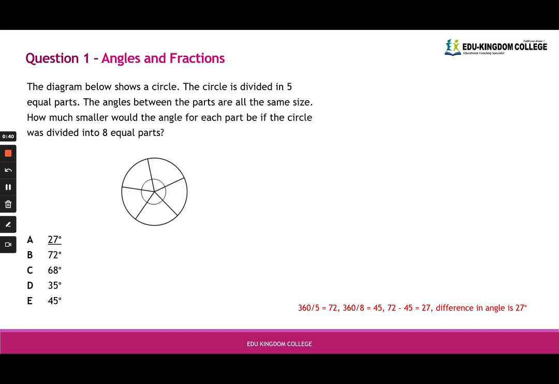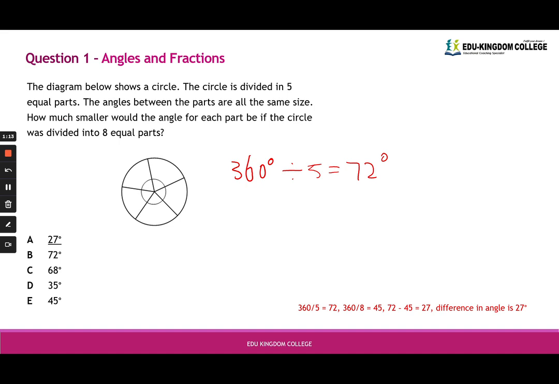So what we need to realize here is that each circle has a total angle of 360 degrees. That's just the rule. Now, we see that there are 5 parts, so we divide this by 5, and that just gives us 72 degrees.